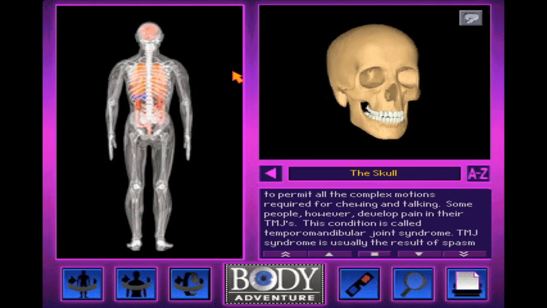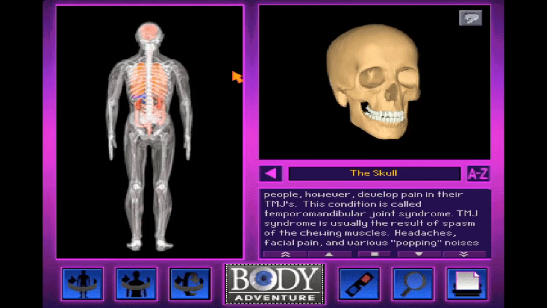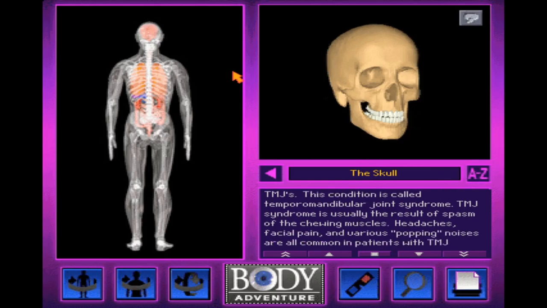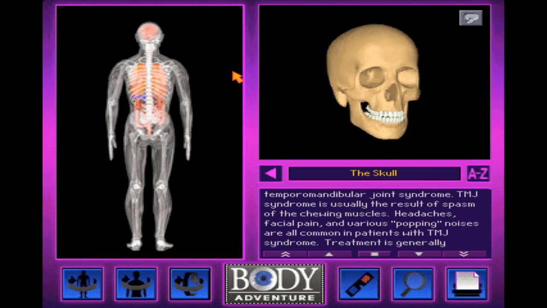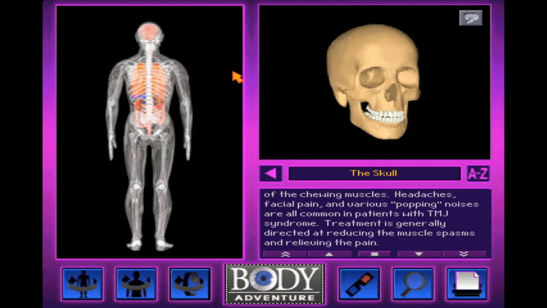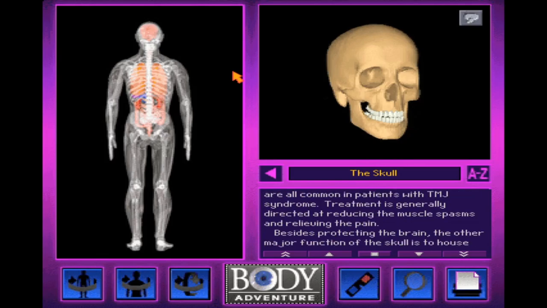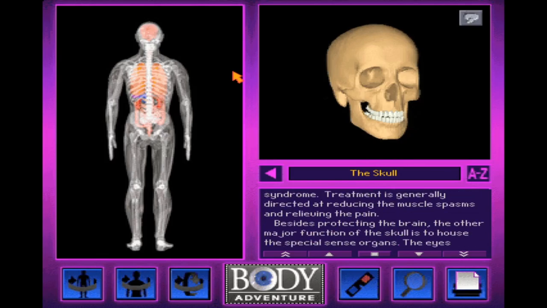Some people, however, develop pain in their TMJs. This condition is called temporomandibular joint syndrome. TMJ syndrome is usually the result of spasm of the chewing muscles. Headaches, facial pain, and various popping noises are all common in patients with TMJ syndrome. Treatment is generally directed at reducing the muscle spasms and relieving the pain.